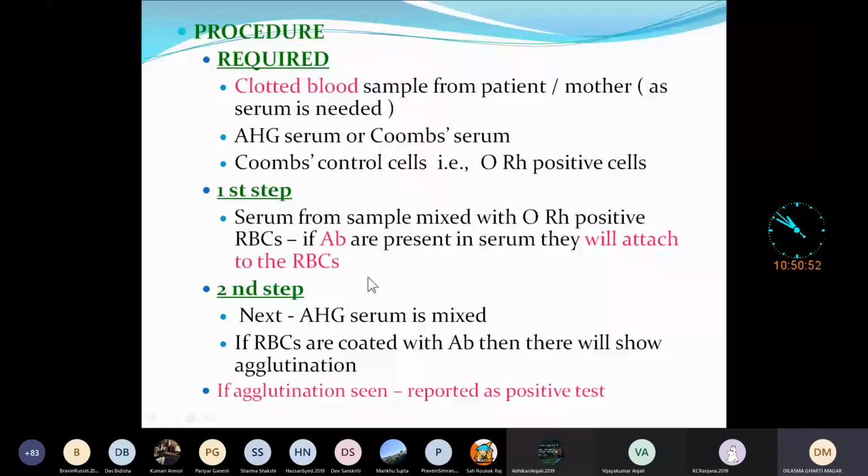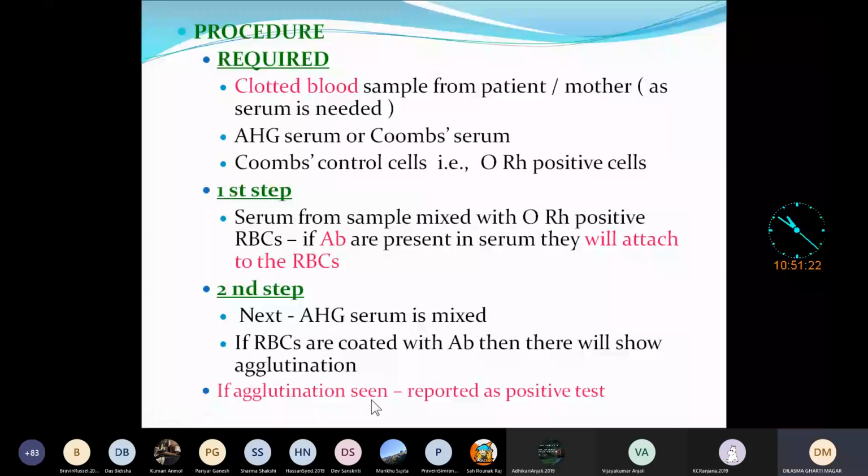So to see the clumping of the RBCs, we finally have to add this Coombs sera, or anti-human globulin. Whenever anti-human globulin is dropped there, the antibody-coated RBCs will clump together and show agglutination. If it shows agglutination, the test is reported as indirect Coombs test positive.